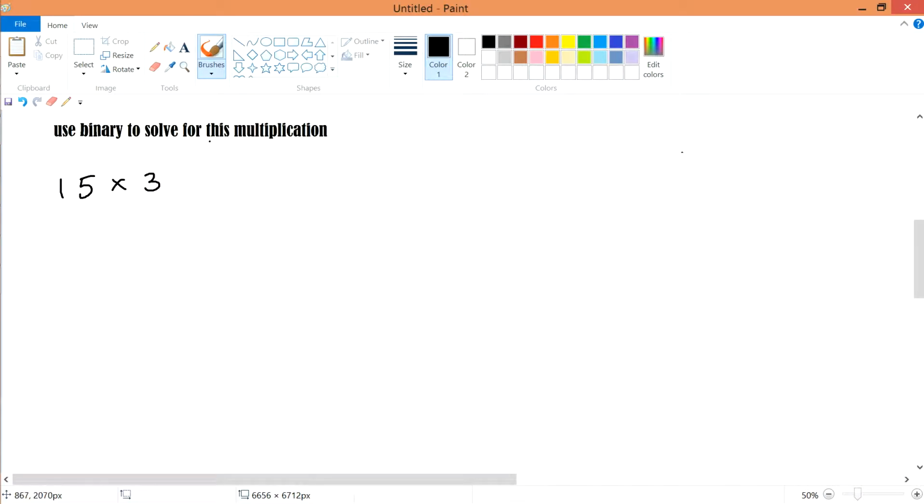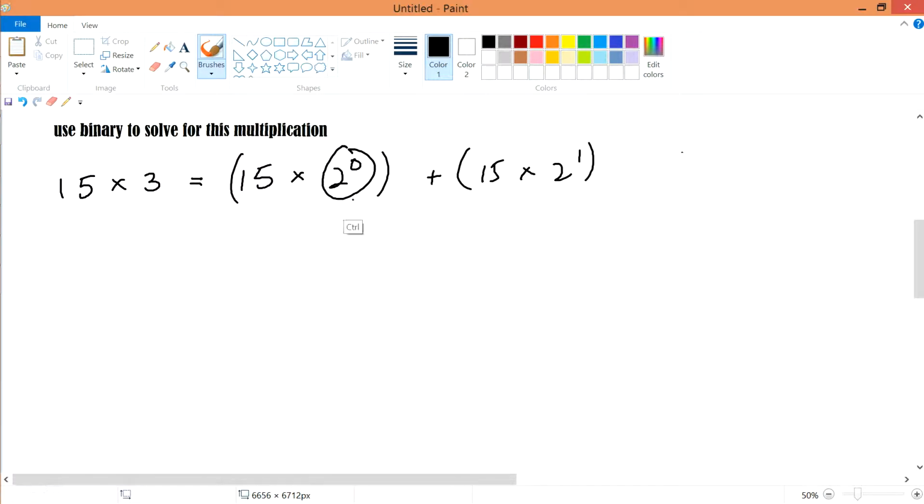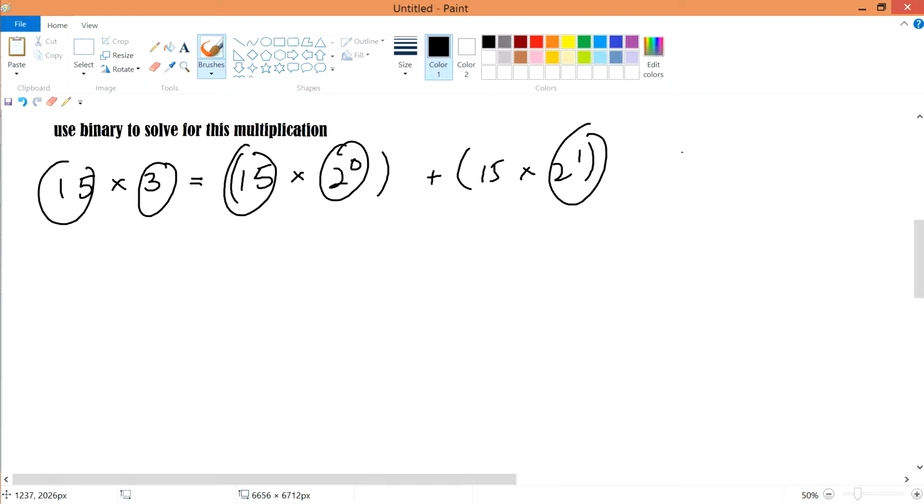Use binary to solve for this multiplication, 15 times 3. One way we can write it is 15 times 2 to the power of 0, plus 15 times 2 to the power of 1, and that's it. Because 2 to the power of 0 is actually 1, 2 to the power of 1 is actually 2, and 1 plus 2 equals 3. So as you can see, this portion and this portion add up to this portion, while I keep this constant.